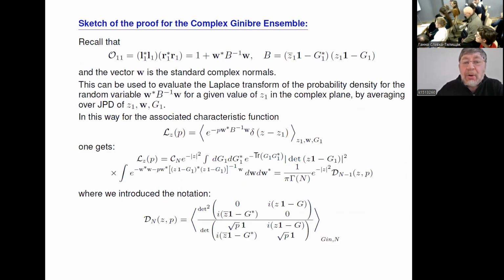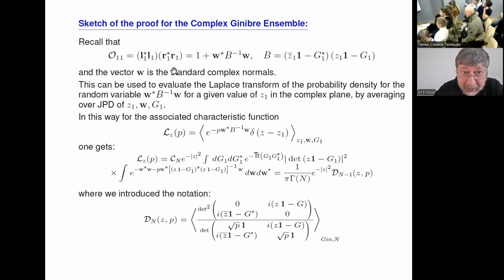Okay, so I sketched the main steps of the proof of this theorem. I sketched it for the complex Ginibre ensemble. For real Ginibre, it's somewhat more involved, but the ideas are similar. Okay, now let us try to do this computation.